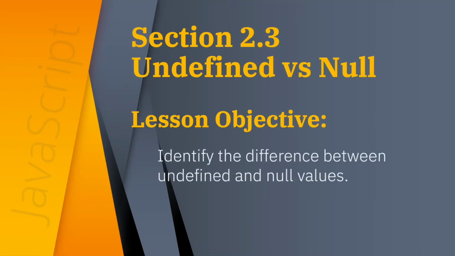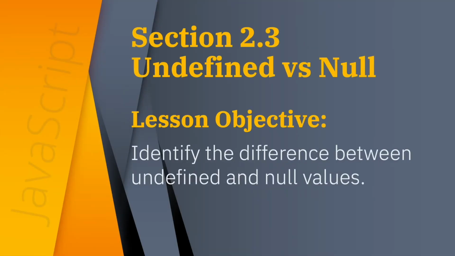We are now in section 2.3 of this JavaScript course: undefined versus null values in JavaScript. We know that undefined and null are falsy values. So what's the difference between undefined and null anyway?